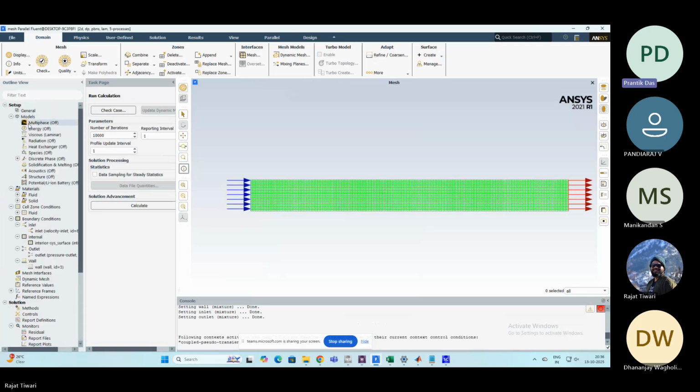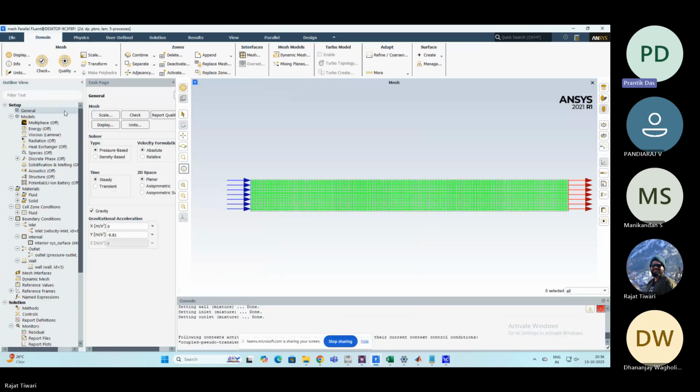So there are multiple tabs. As of today's class, what I have done is I created the domain, and then I meshed the domain by using Workbench meshing, and then I imported that into the Fluent solver. So in the next class, I will explain how the whole Fluent solver basically works. Okay. So is it clear up till now?